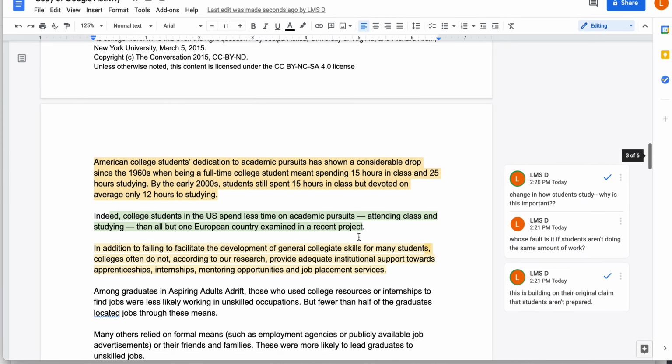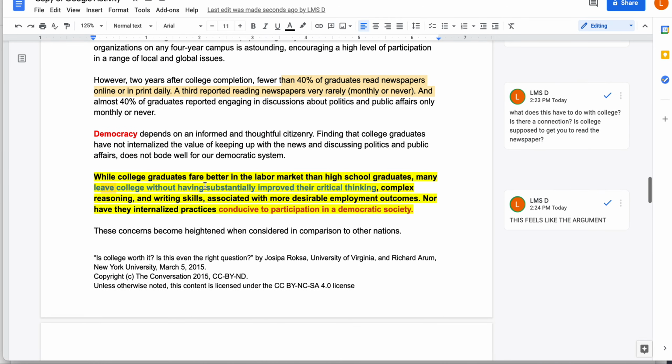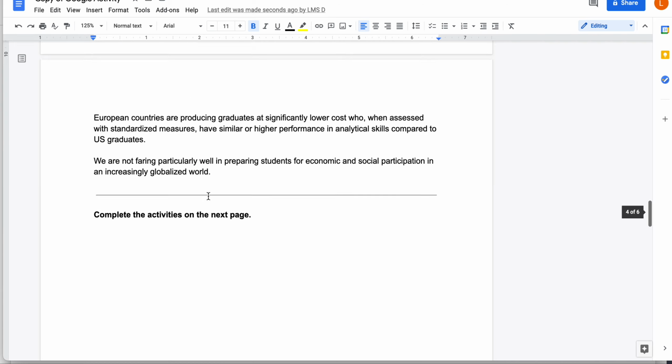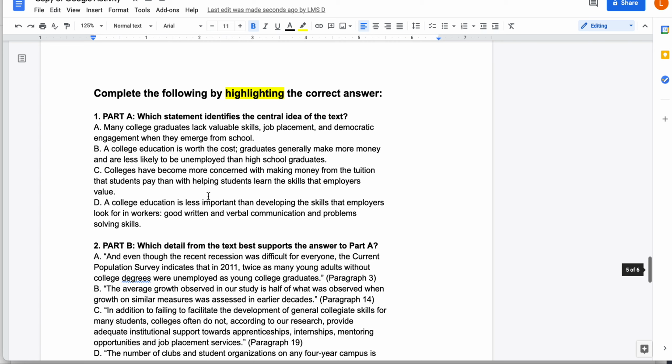For this particular article, the main argument is here. It's this 2-part argument about, yes, they fare better in the labor market, but no, they are not prepared. So that when you come down here, a lot of people selected C as the answer, but nowhere in this does it talk about colleges making tuition money. So you want to be careful that you're reading really carefully and reading really accurately.